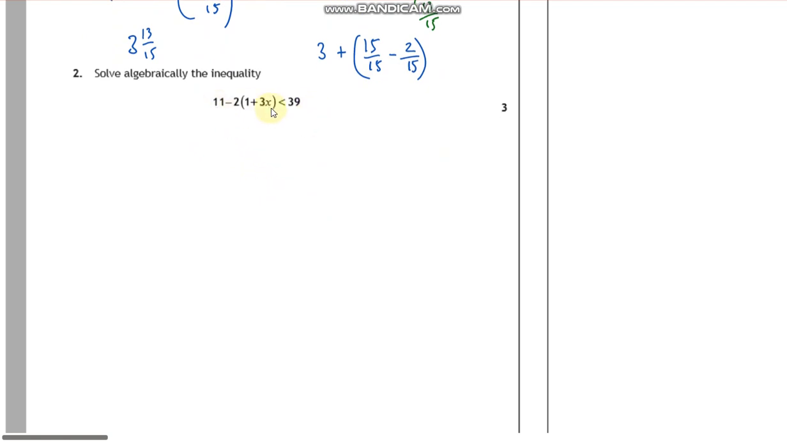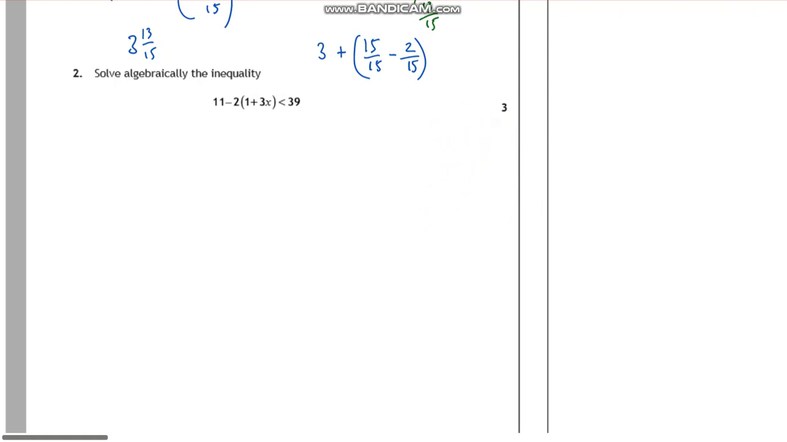Algebra, inequality. So for this one, exact same as a normal equation, your only rule you need to remember is when you multiply or divide by negative, you flip your sign, and you can also flip the sign if you've got 5 is less than x, that's the same as x is greater than 5. Okay, so that's like an actual, when you flip it, you flip the sign as well. Okay, so just these 2 rules, that's all you need to remember, and that's us done.